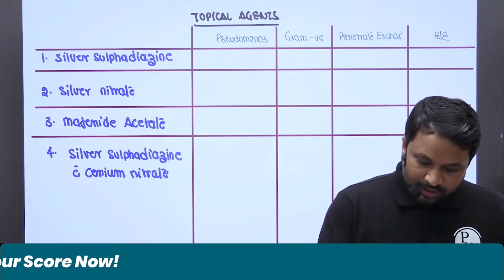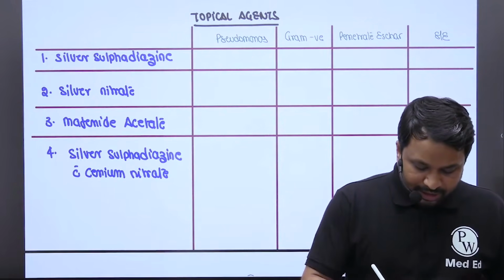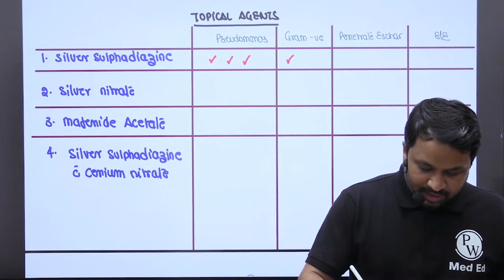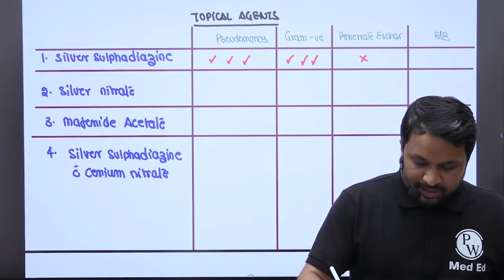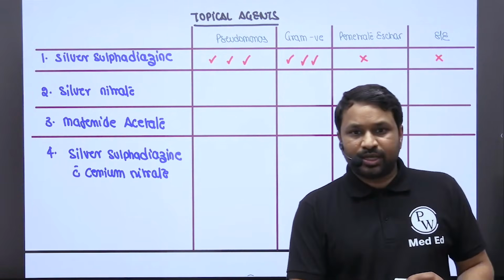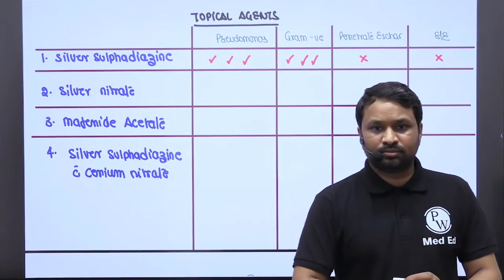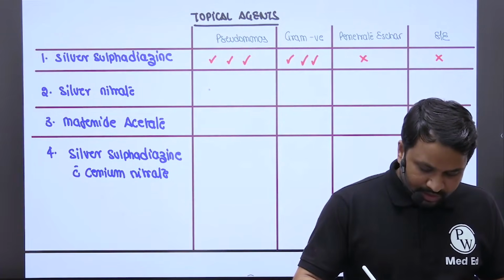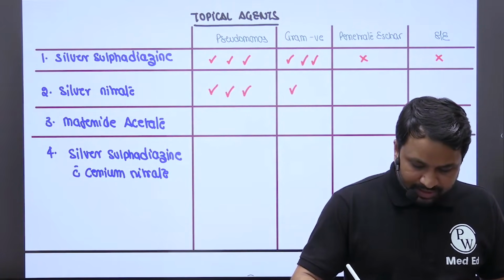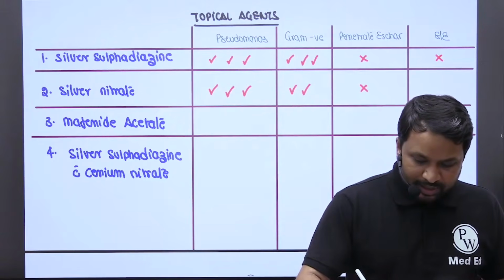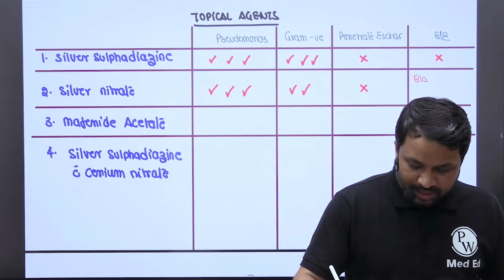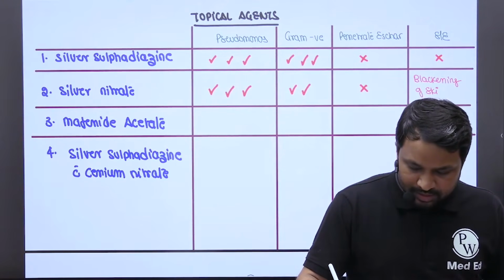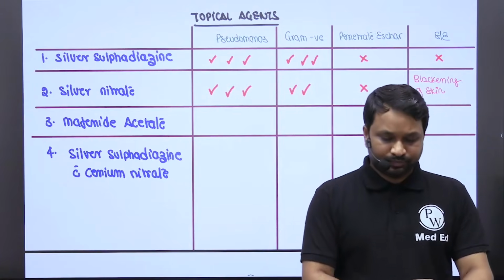When you talk about silver sulfadiazine, it is extremely effective against Pseudomonas and extremely effective against gram-negative bacteria. It cannot penetrate eschar. There are no side effects. On the other hand, silver nitrate has a good effect against Pseudomonas, a decent effect against gram-negative bacteria, and cannot penetrate eschar. It is going to result in blackening of the skin.